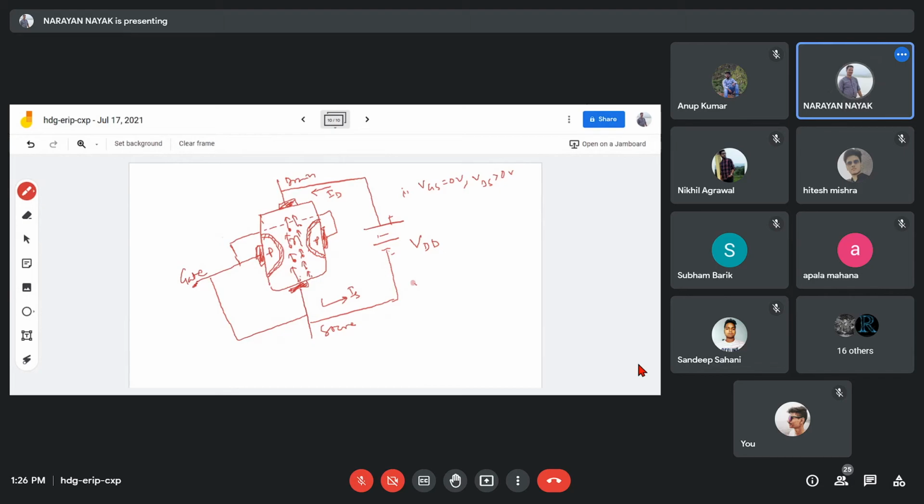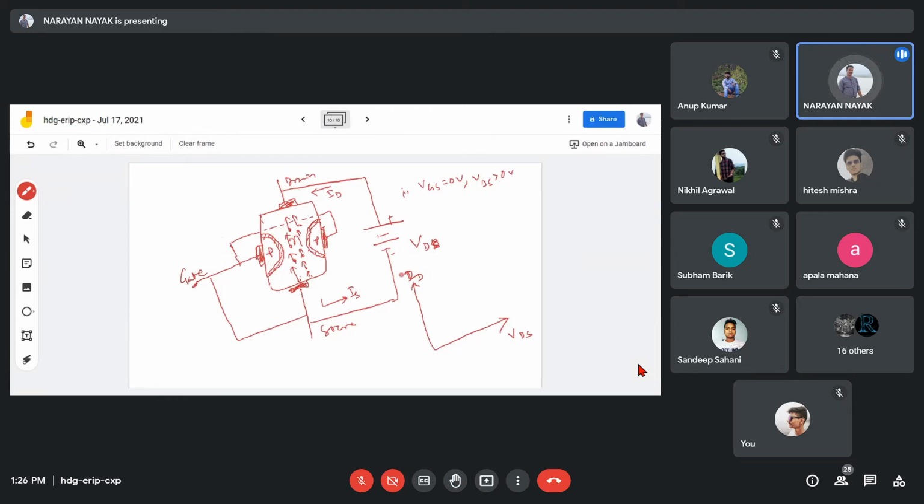Now what will happen if you plot the curve? This is the characteristic. What is the characteristic? This is the output voltage, that is your VDS, and the input voltage. If you provide the input voltage VDS, or VDD, no problem, there is a flow of charge carriers, that is electrons. Due to the flow of charge carrier electrons, drain current will flow. So this is your drain current, that is your ID.